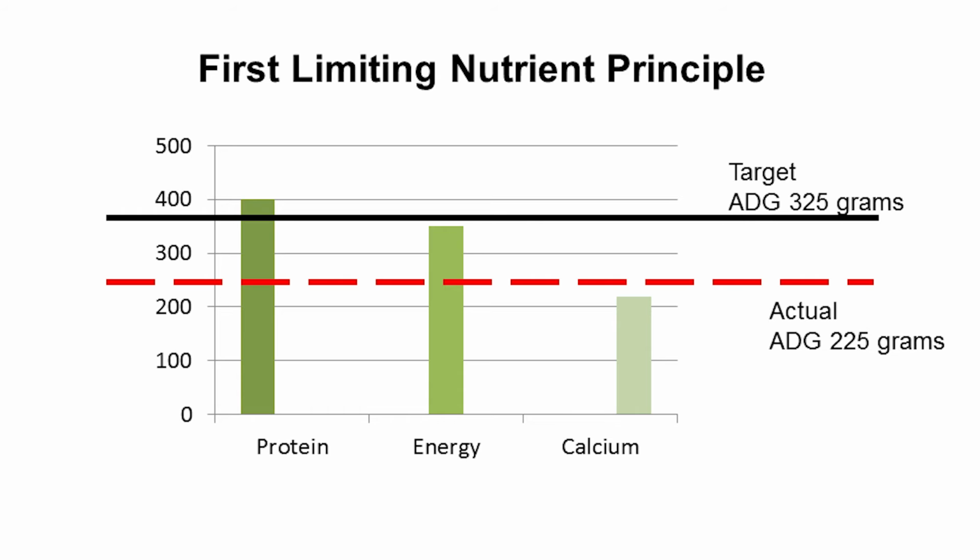No amount of surplus protein, energy, or any other nutrient can make up for the lack of calcium, so the performance that will be achieved in this example is 225 grams per day, not 325 grams per day, the target. Of course, these 3 nutrients are just used in the example to illustrate the first limiting nutrient principle. In reality, any animal requires a balance of many more nutrients.